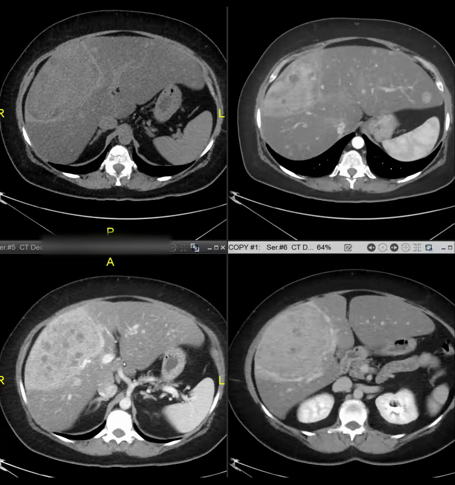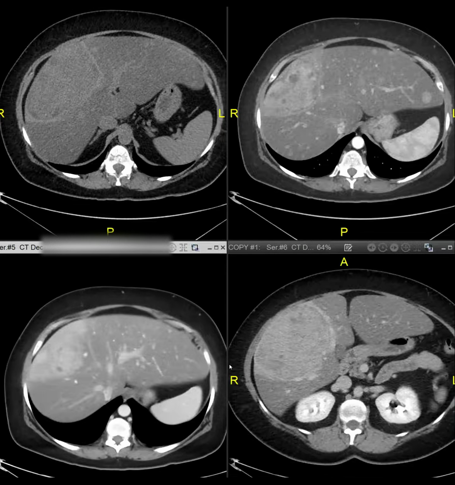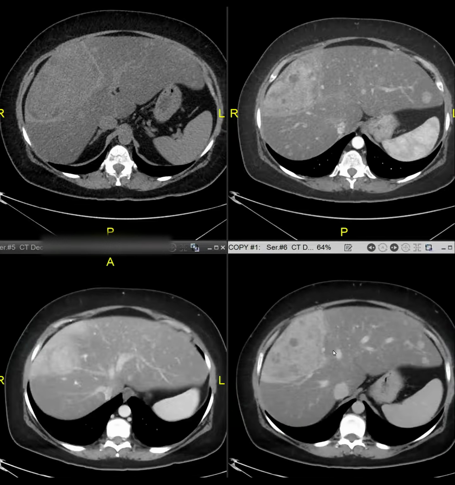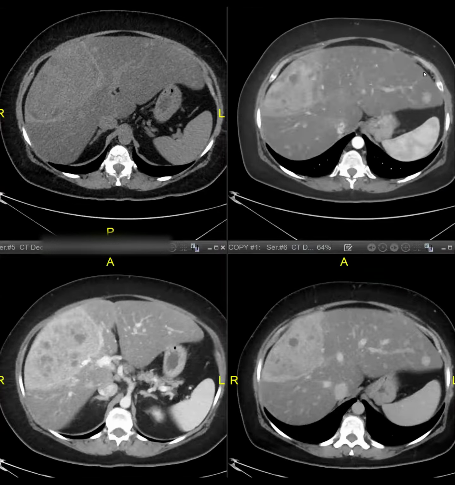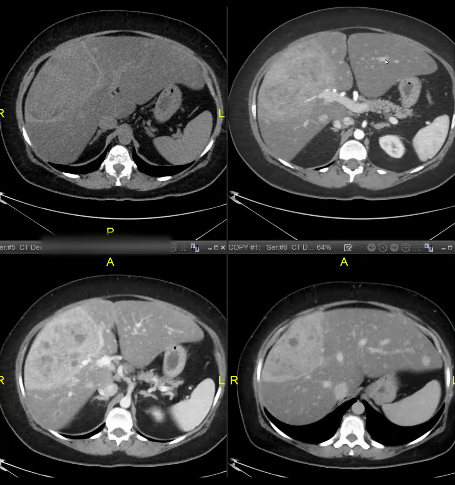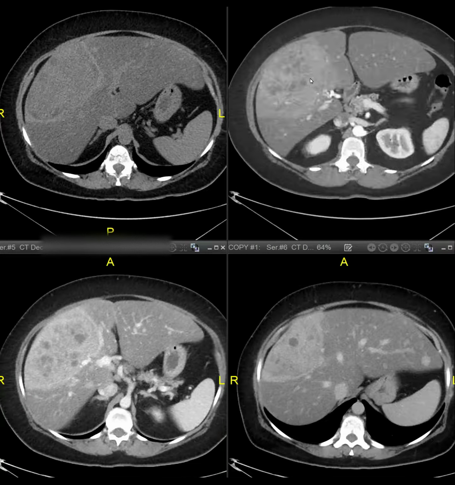Any recent travel? No, no. And I would say it's enhancing, but not washing out. Sorry, arterial enhancing. Oh, and then there's a second lesion in the left lobe. Oh, several more lesions. There are many, many more lesions, and this mass is humongous.